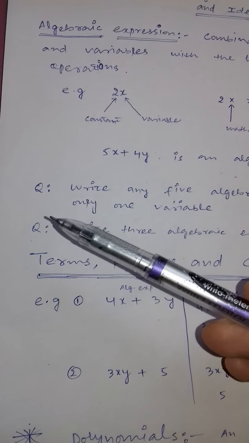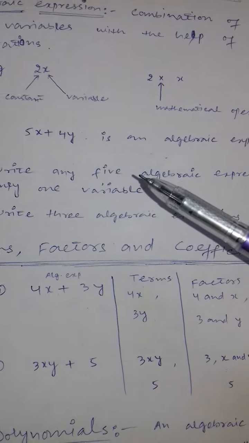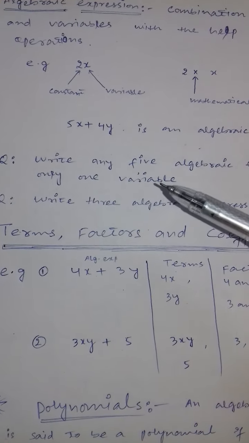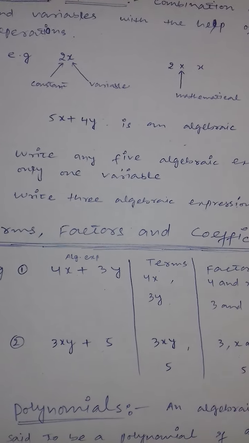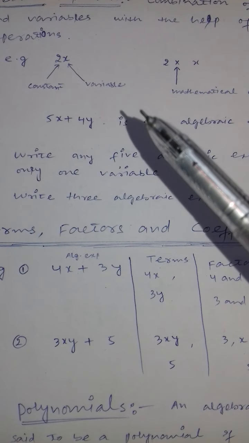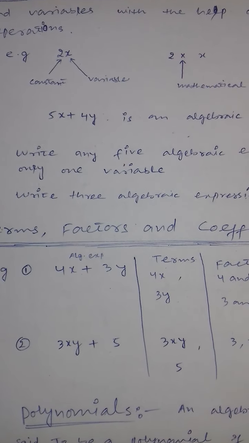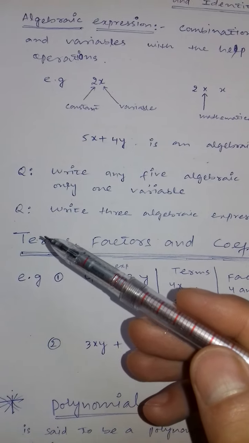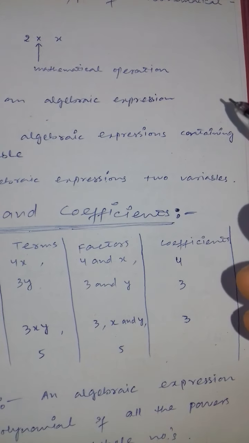Here is a question that you are supposed to do. Write any 5 algebraic expressions containing only one variable. You have to write down 5 algebraic expressions, whatever is your choice, but only in one variable. One variable means you have to take either x or y or z or any other variable. It's your choice. And one more question for you is to write 3 algebraic expressions in two variables.